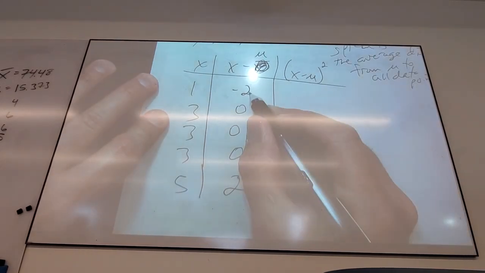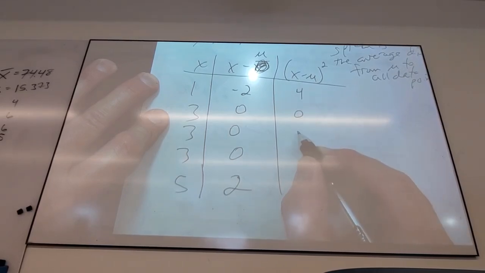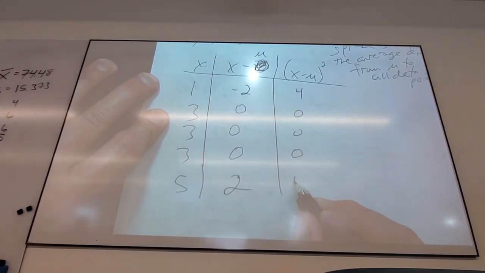So what do I get when I square these numbers? 4, 0, 0, 0, 4.